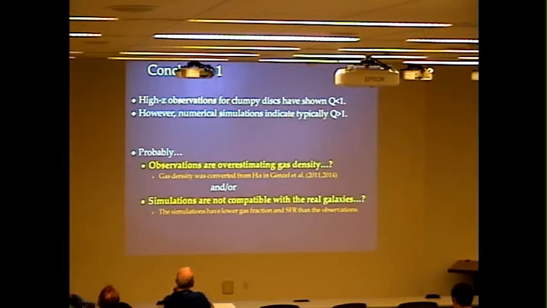So I think the observations are probably overestimating gas density, meaning underestimating Q. This is maybe because of how high-redshift observations determine gas density from H-alpha intensity. They have to use a conversion factor between H-alpha and gas fraction. Another possibility is that simulations are still not good, not compatible with real galaxies.